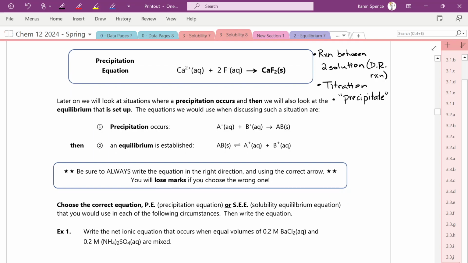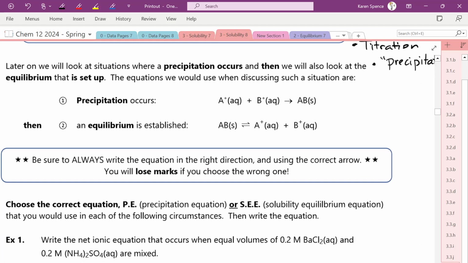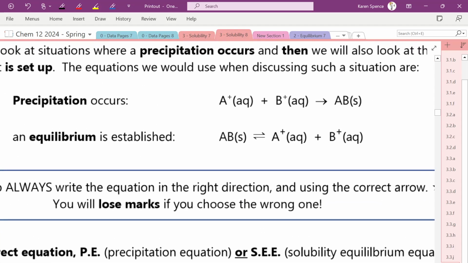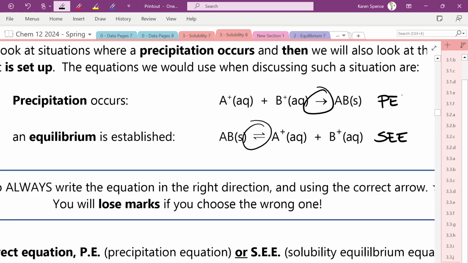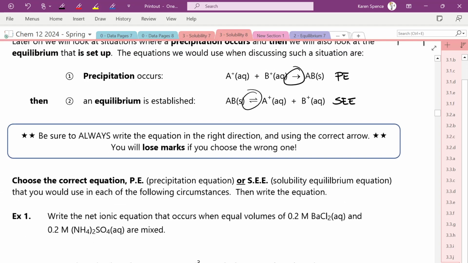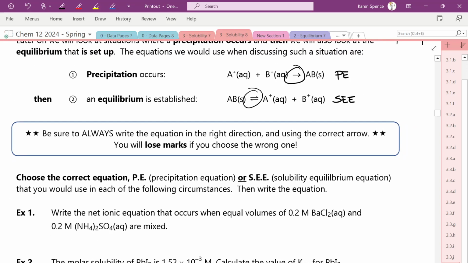You have to choose the right equation, make it go in the correct direction, the solid on the correct side, and use the correct arrow, either a one-way for precipitation or a two-way for the solubility equilibrium equation. Now, what we're going to do here is choose the correct type of reaction.